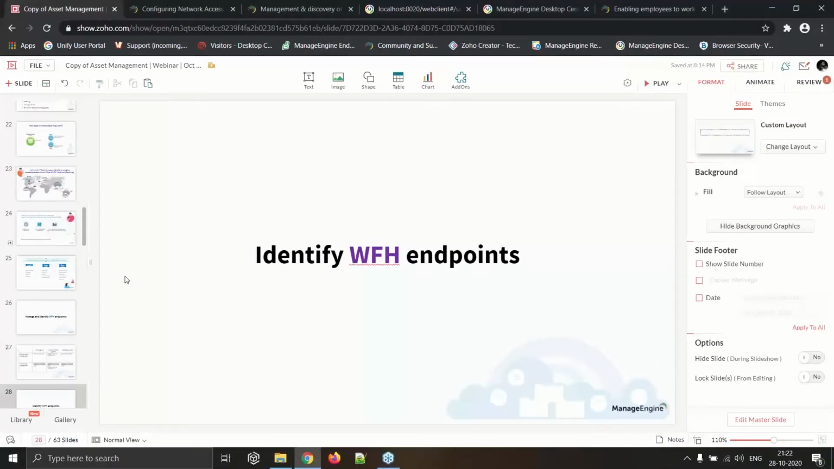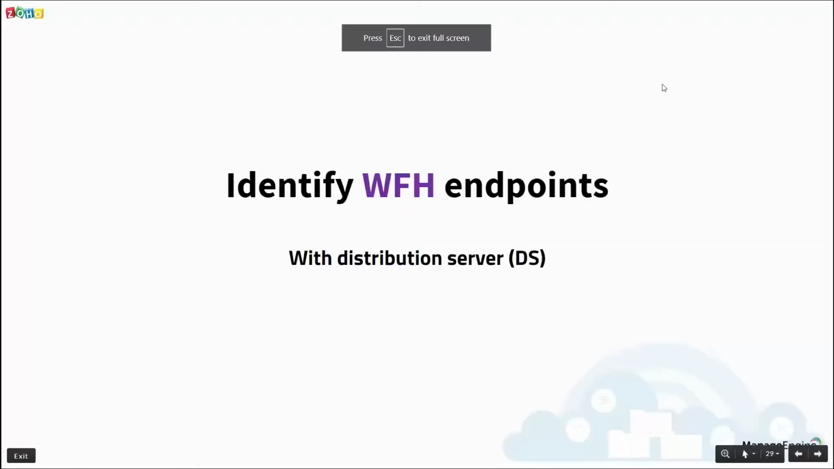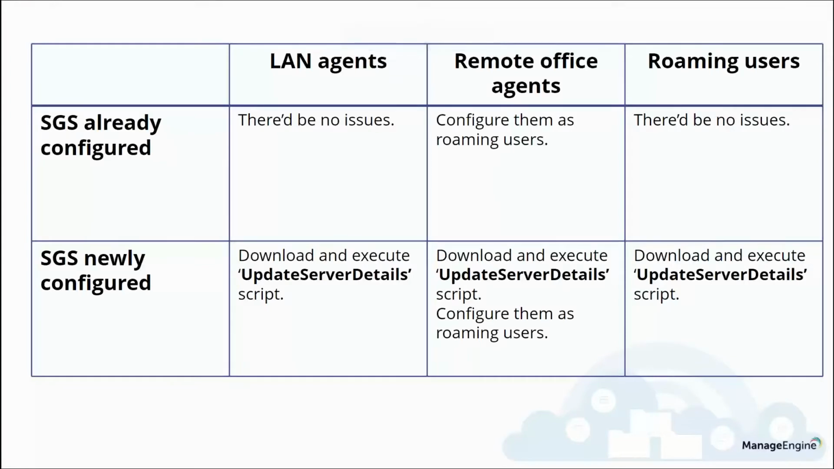Let me take you guys back to the presentation again. And again, if it's a roaming user who's already connecting to the server, no problem. The agent can reach the server using the public address. Now you are new to Desktop Central and you are considering having a secure gateway server. With this COVID-19, so many things have changed. One of the important things when it comes to IT administration is managing an endpoint that's working from home.